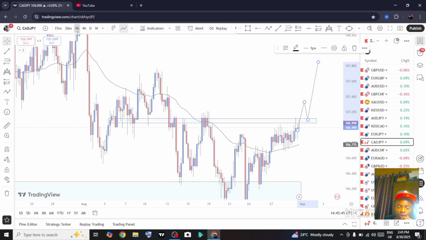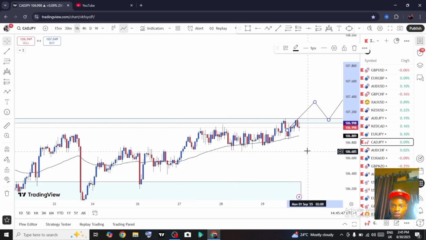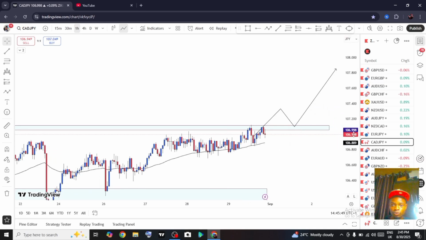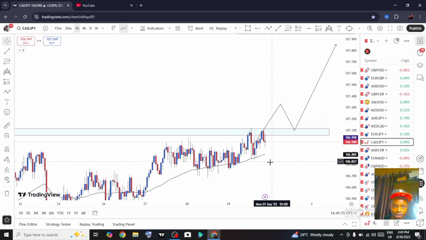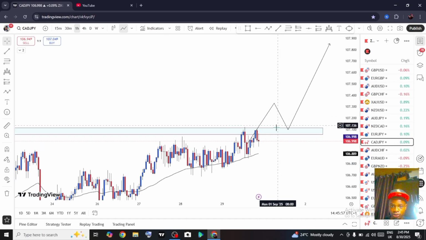So let's see how the 1 hour is looking. All right, so it's a way cleaner price. I think I'm happy with CADJPY right now. Of all the pairs I just analyzed, I like CADJPY the most. So a cleaner break and retest above this area will be good for buys. So let's add it to the pairs for the week.